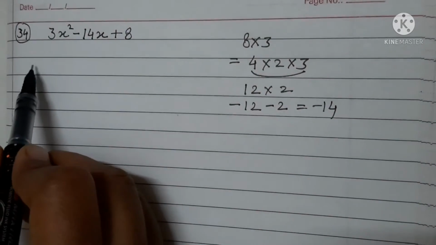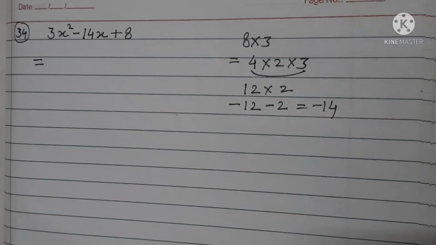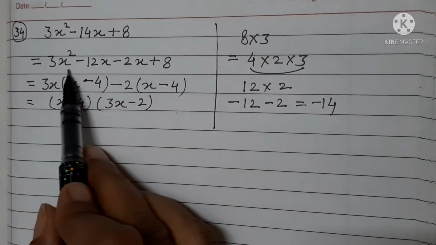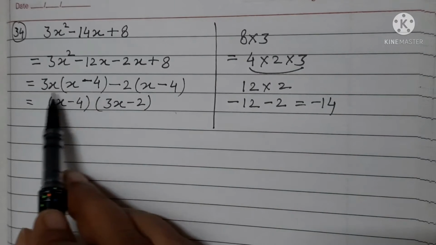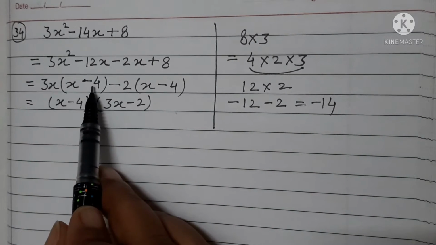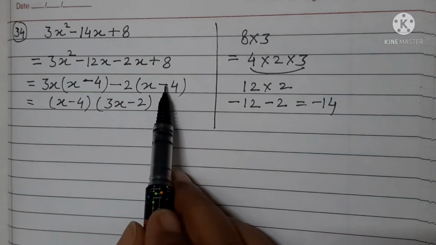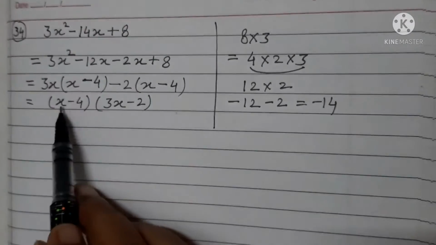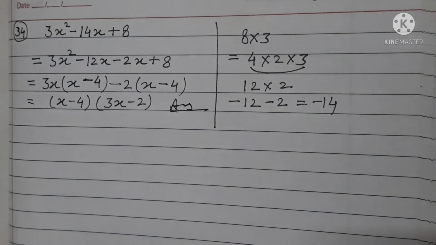Use these here and solve, and then check your answer. See what to do. You can break it into these two parts, 3x common in two terms and x − 4 in the bracket. Take minus common, 2 common, and x − 4. The sign will change to minus here, because minus minus is plus. Take x − 4 common and 3x − 2, then get the answer. Next question number 35.